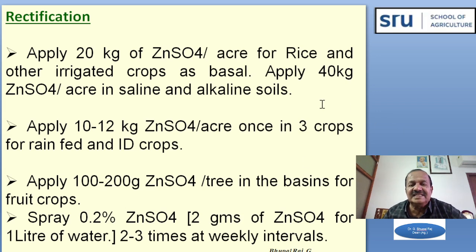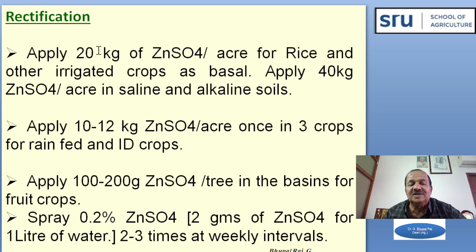The general recommendation for zinc sulfate is 20 kg zinc sulfate per acre, that is 50 kg per hectare for rice. Whereas for all other irrigated crops and also for paddy, it is recommended to apply 20 kg zinc sulfate per acre as a basal dose. But when the soils are problematic, for example saline soils having a high amount of salts, or alkaline soils having a high amount of exchangeable sodium, then we have to apply double the dose of zinc sulfate.